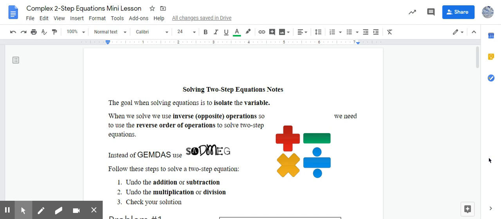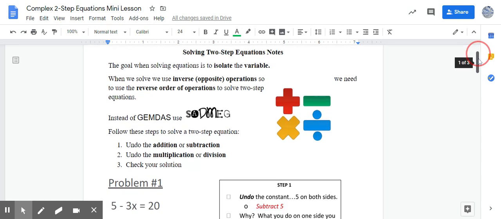Good morning, everybody. Today we are going to work on solving two-step equations, and much like yesterday, we're going to follow the same steps, which is to isolate the variable and use inverse, aka opposite operations, to solve these two-step equations. We're just going to take a slightly more complex view of different types of two-step equations.